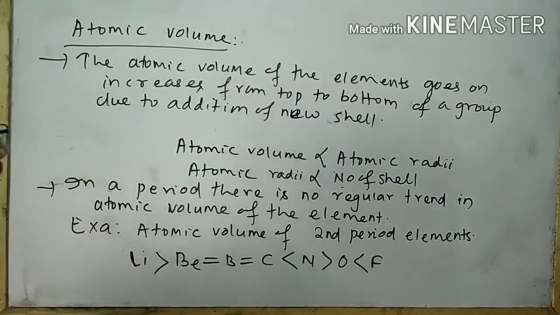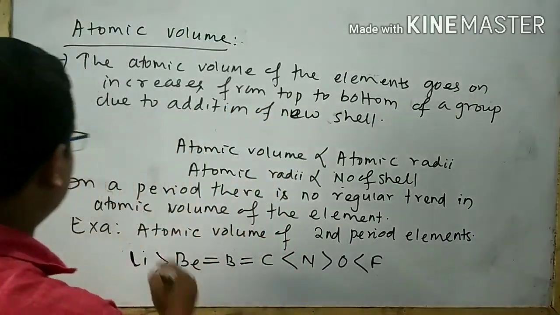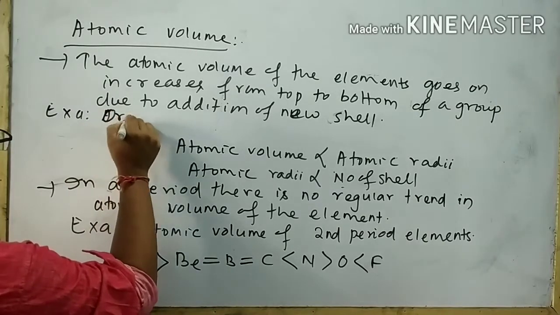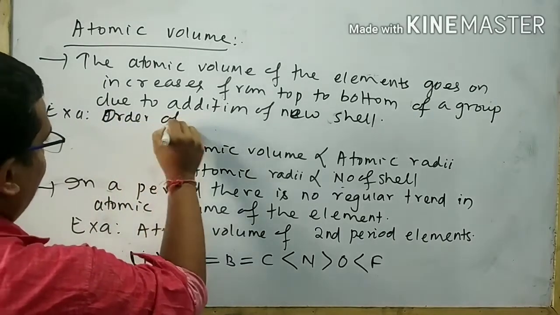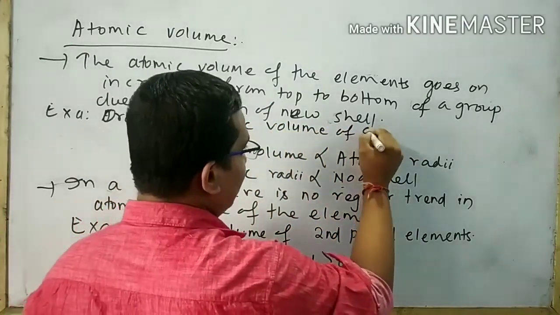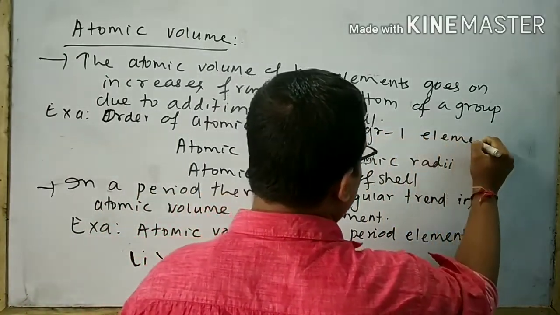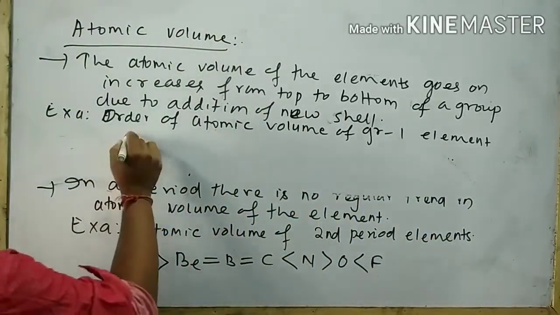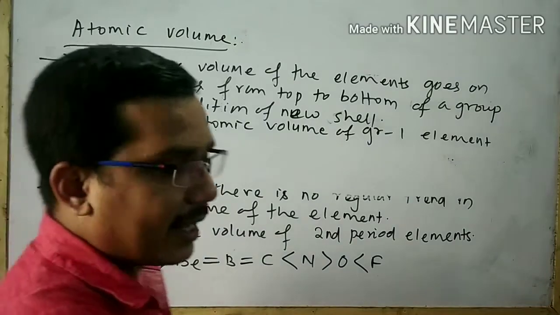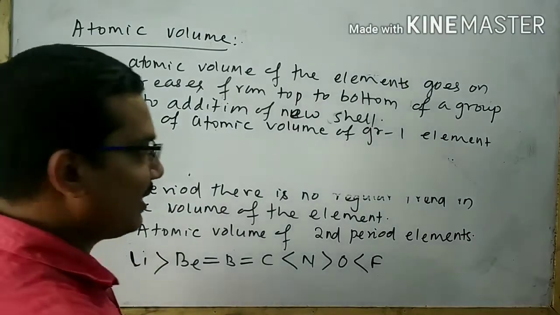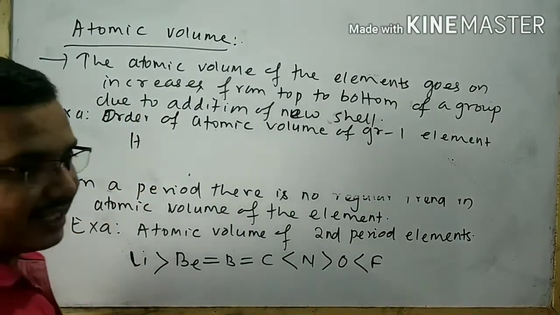Take an example: the order of atomic volume of group 1 elements. In hydrogen, only the K shell is present. In lithium, K and L shells are present. In sodium, K, L, M shells are present. Like that, you can think about the other elements. There is an increase in the shells.